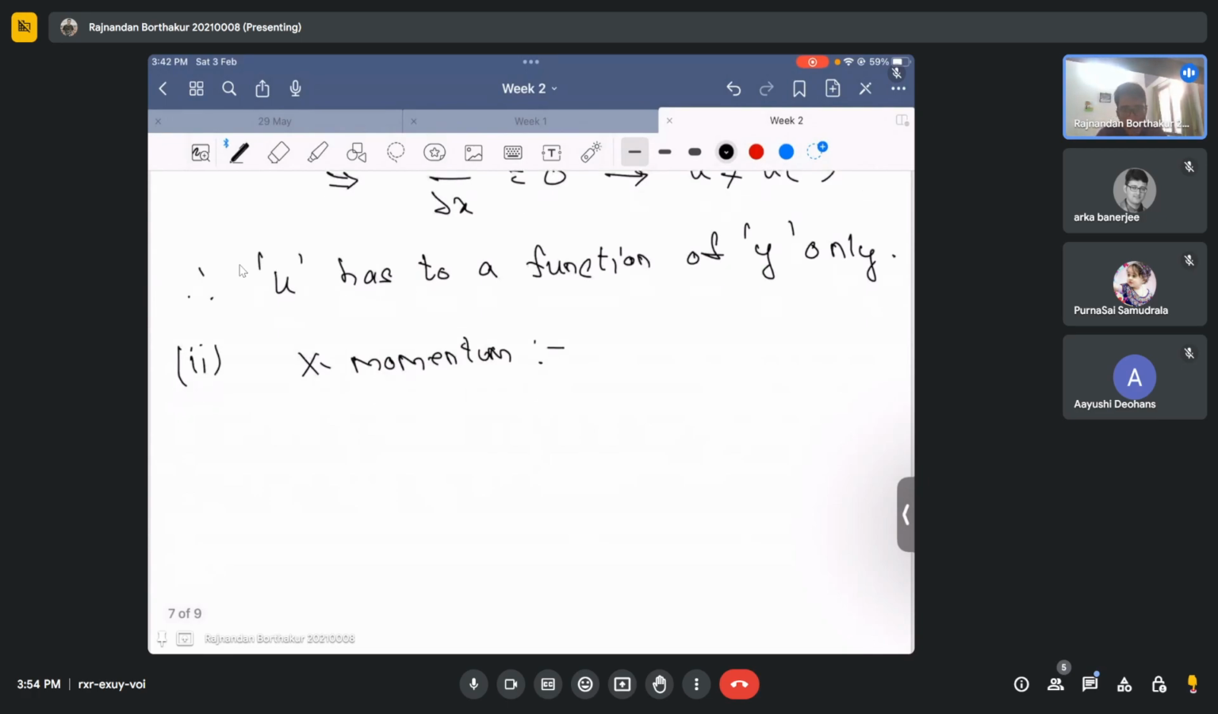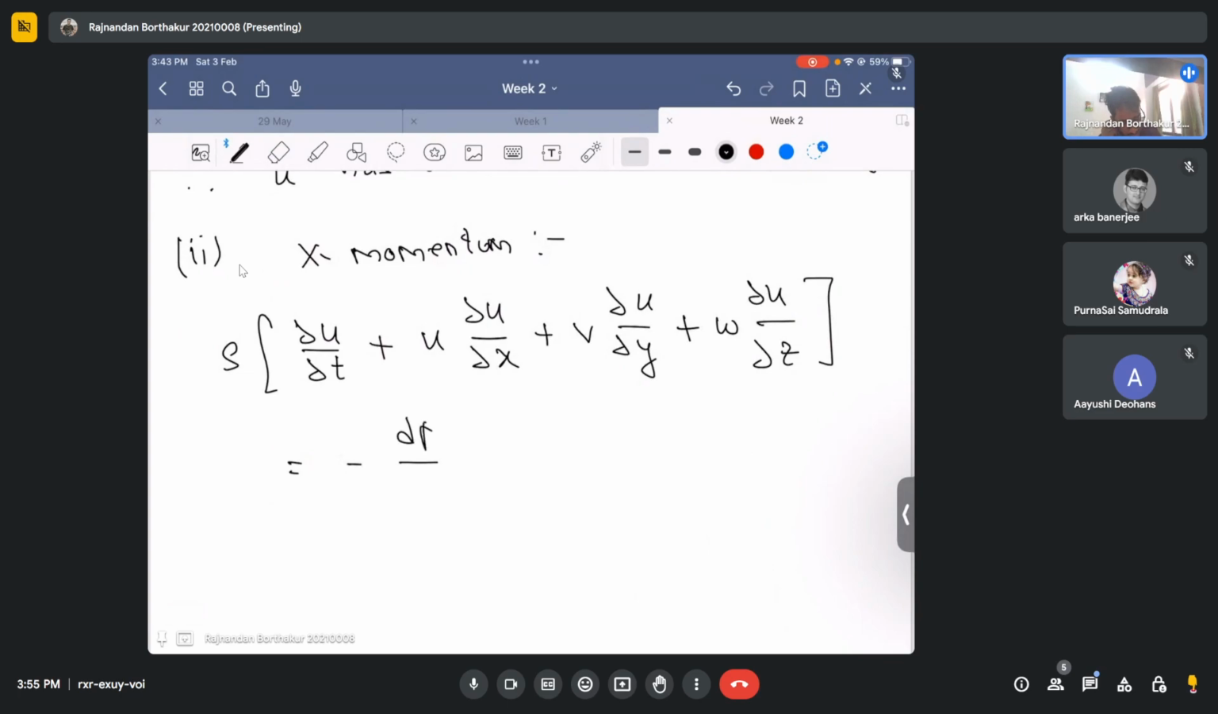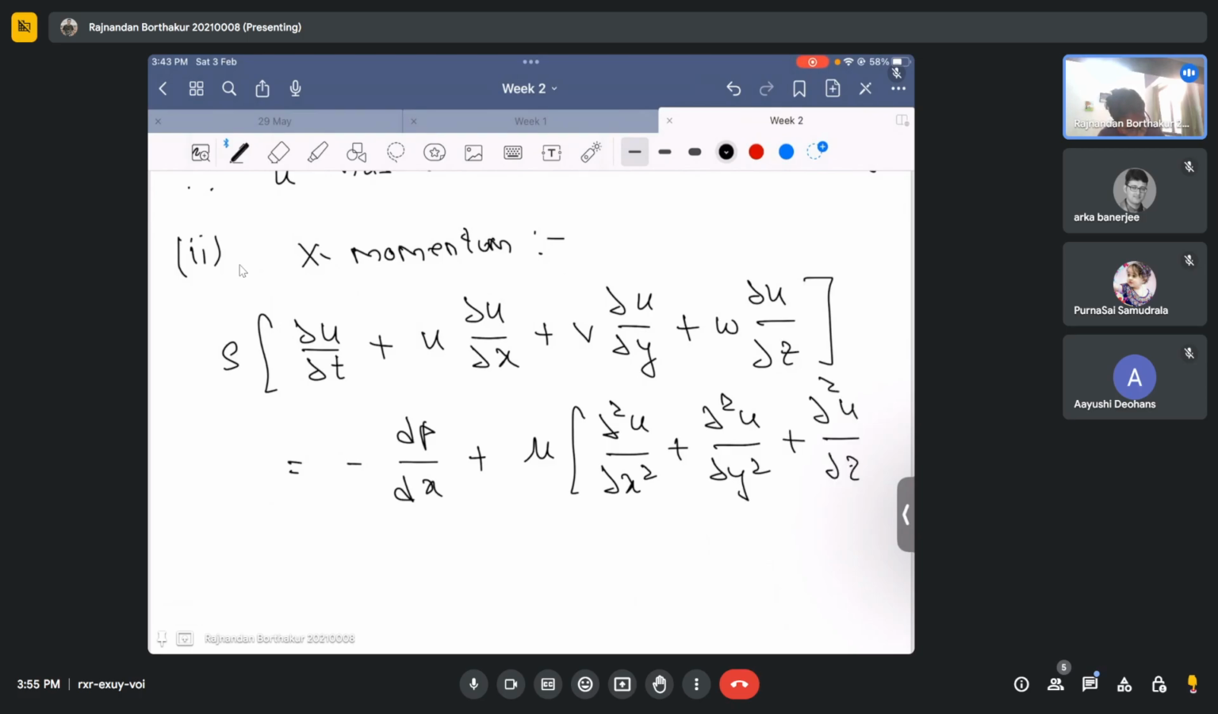So if I write the Navier-Stokes equation in the x direction, the inertia term comes out to be rho times del u by del t plus u times del u by del x, which is basically the convected term, plus v times del u by del y plus w times del u by del z, and this is equal to the pressure gradient, which is minus dp by dx, since there is a pressure gradient applied in the x direction from the problem that we saw, plus mu times del square u by del x squared plus del square u by del y squared plus del square u by del z squared, and we are disregarding any body force term.